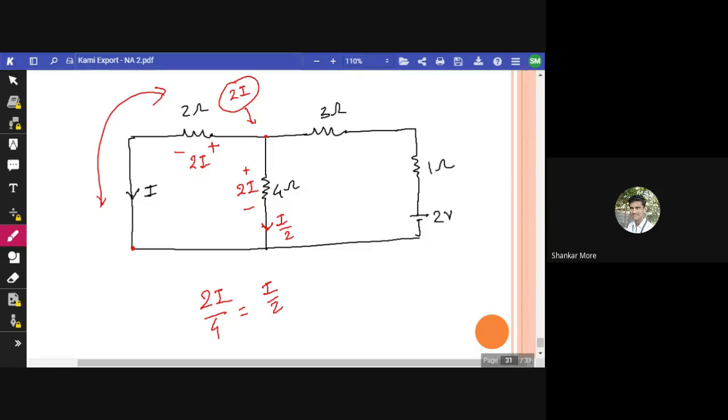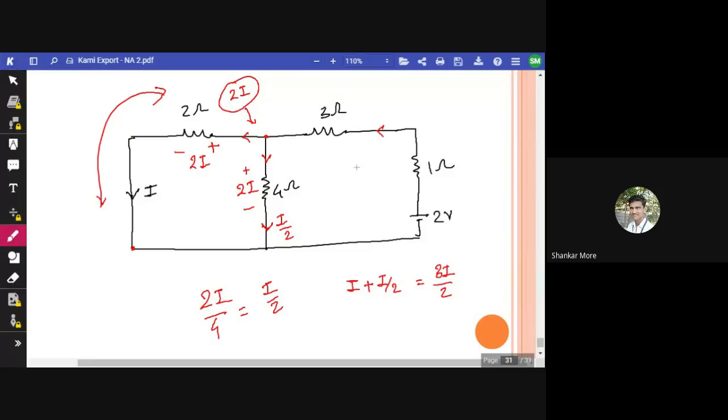So I by 2 is flowing through here only. Fine. Now from this node, I by 2 is going here and I is going here. So I plus I by 2, so it will be 3i by 2, right? 3i by 2. So 3i by 2 current should be coming from here.